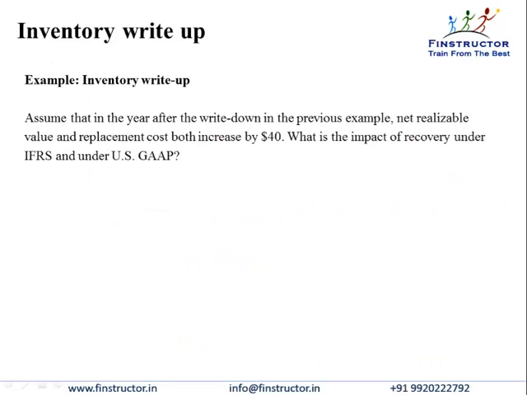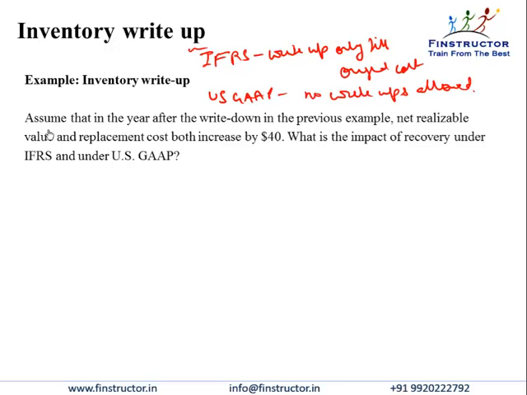So what if the value of the inventory goes up in subsequent years? Please remember that under IFRS, you can write the value back up only till original cost, not more than that. And in US GAAP, there are no write-ups allowed. So let's see. Assume that in the year after the write-down in the previous example, net realizable value and replacement cost both increased by $40. So net realizable value went up from 470 to $510, and the replacement cost went up to $500 from $450.